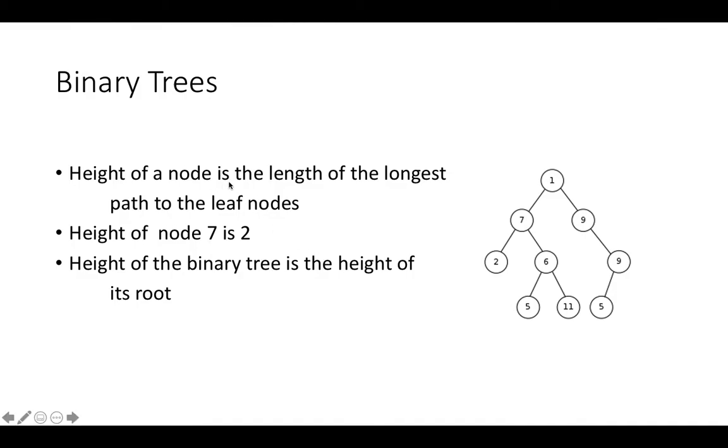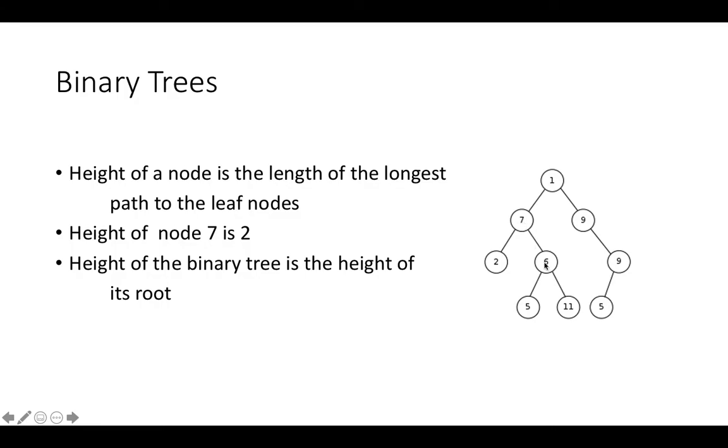The height of a node is the length of the longest path to a leaf node. For example, if I want to know the height of node 7, I will take the longest path to a leaf. I have 2 or 3 paths to the leaf, this path and this path and this path, but I will take the longest path. Let's say this path is the longest. How many steps do I do in this path? I do 2 steps. So the height of 7 is 2.